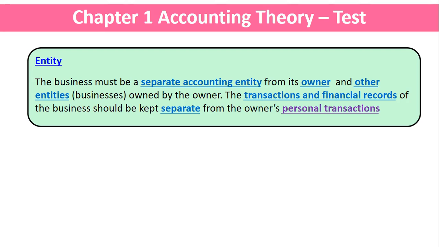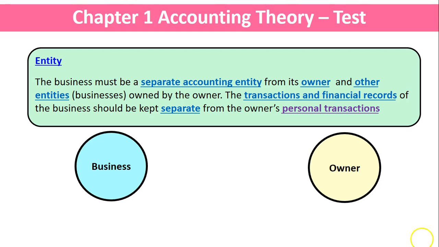It applies another topic or another theoretical concept of accounting called the entity principle. The entity principle says the business must be a separate entity from its owner, and the transactions and financial records of the business should be kept separate from the owner's personal transactions. What does that mean? It means that we consider the business and the owner as separate bubbles or separate entities.